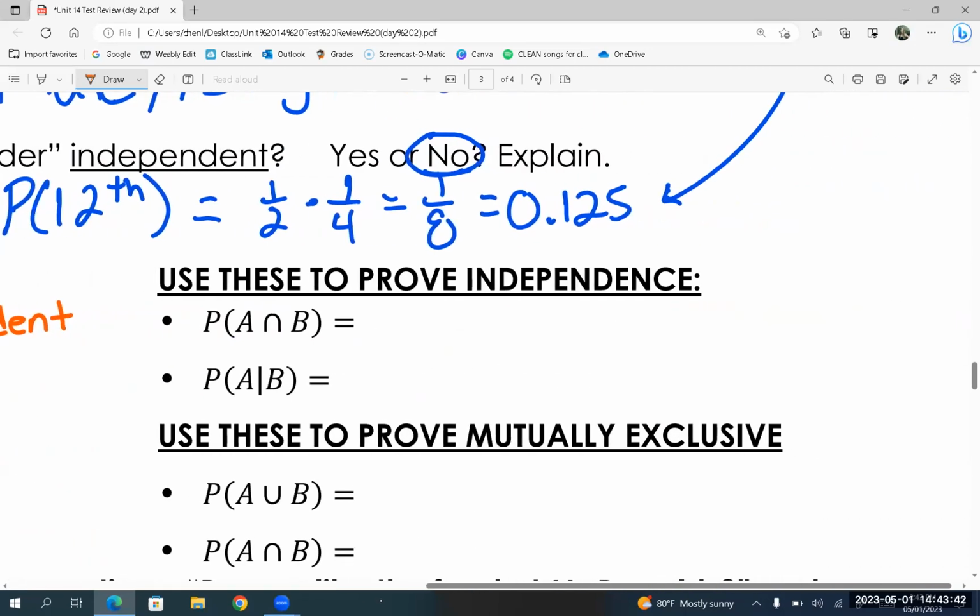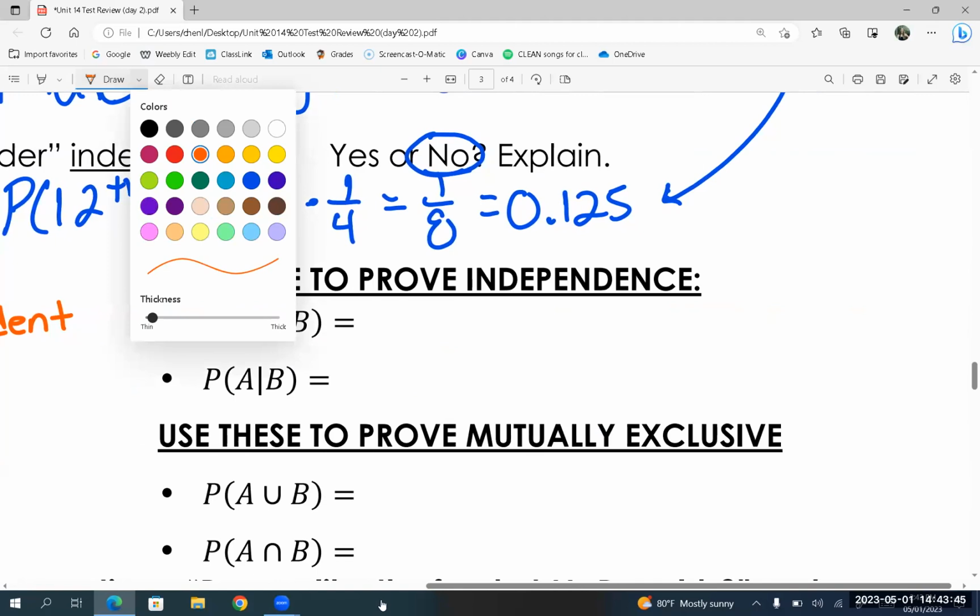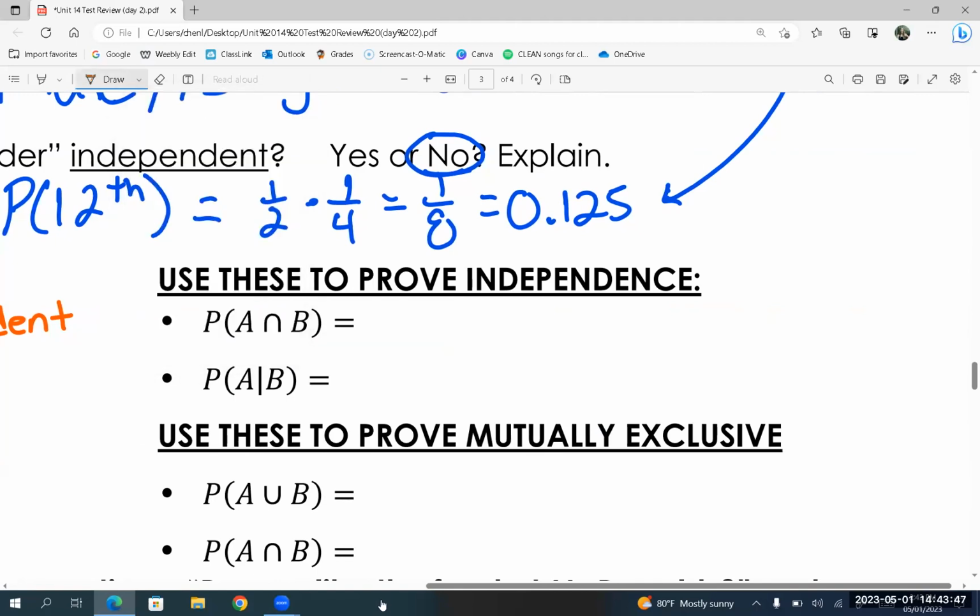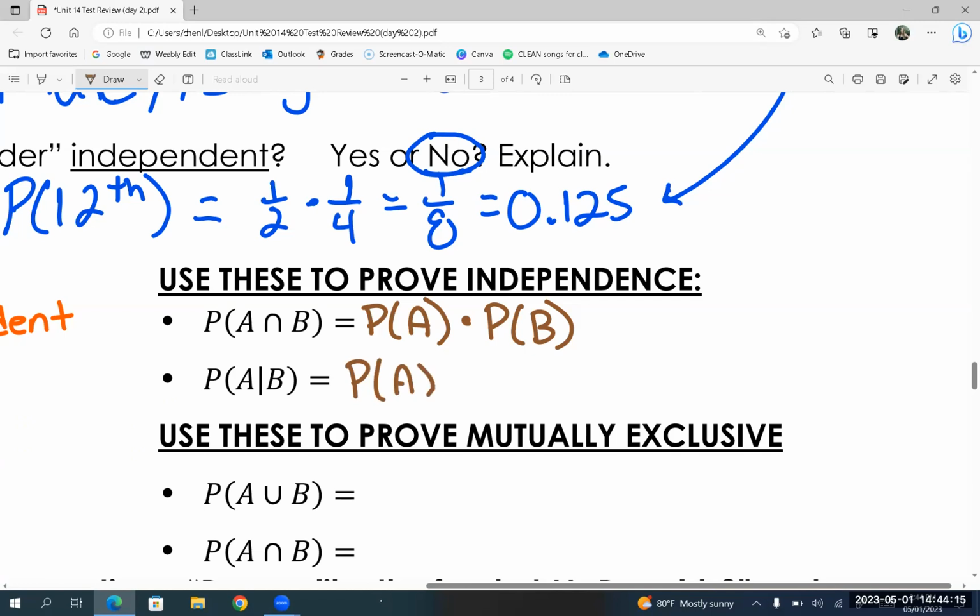Okay, these formulas are used to prove independence. The probability of A and B equals the probability of A times the probability of B. If you do that multiplication and get the same value, then that proves they are independent. If you get different values, like we saw in that last problem, they are not independent. If they are independent with conditions, the probability of A given B will just be equal to the probability of A, meaning the condition doesn't affect the probability of the outcome of A.